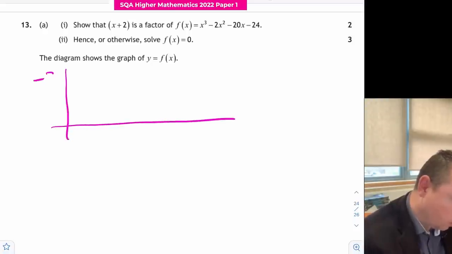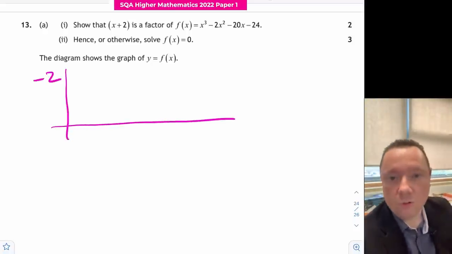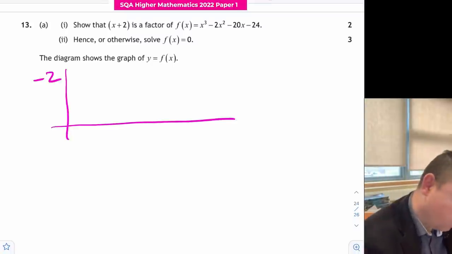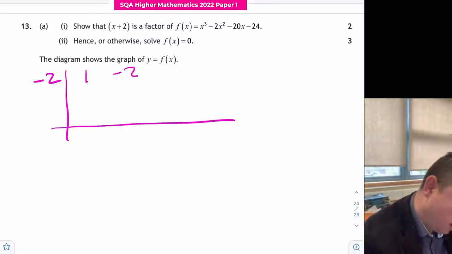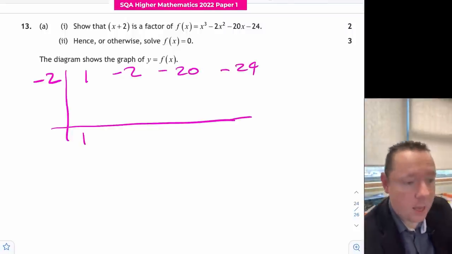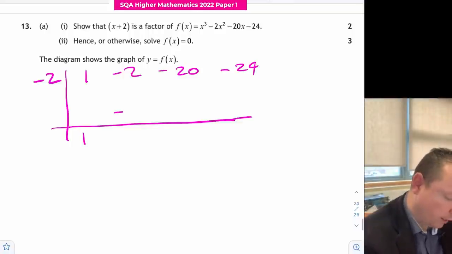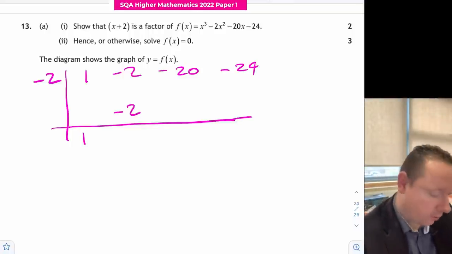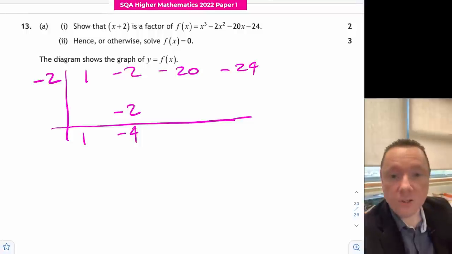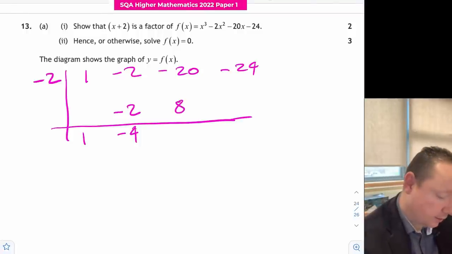We put minus 2 on the outside, and then the coefficients of our function. So 1x cubed minus 2x squared minus 20x minus 24. 1 just drops straight down. And then I've got 1 times minus 2, which is minus 2. Adding them together to get minus 4. Minus 4 times minus 2 is 8. Adding them together to get minus 12. Minus 12 times minus 2 is 24. Adding them together to get 0.